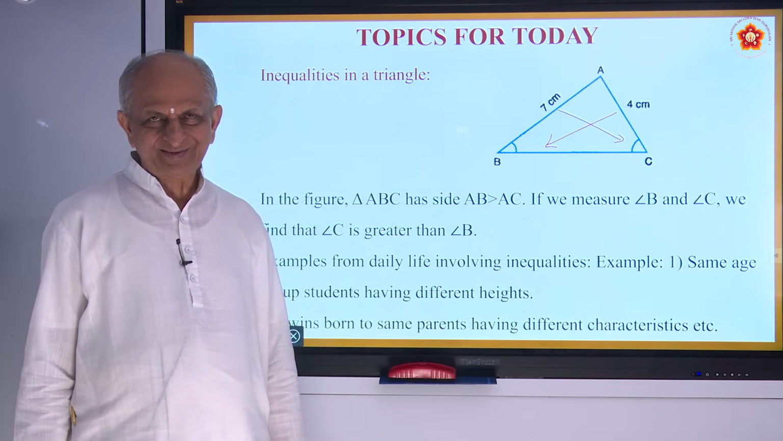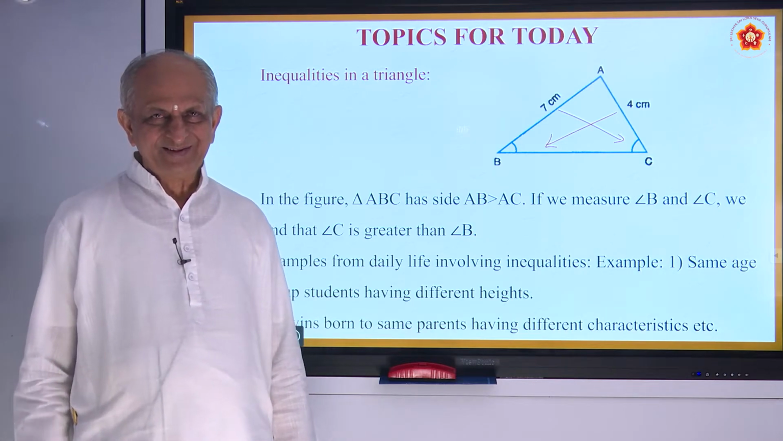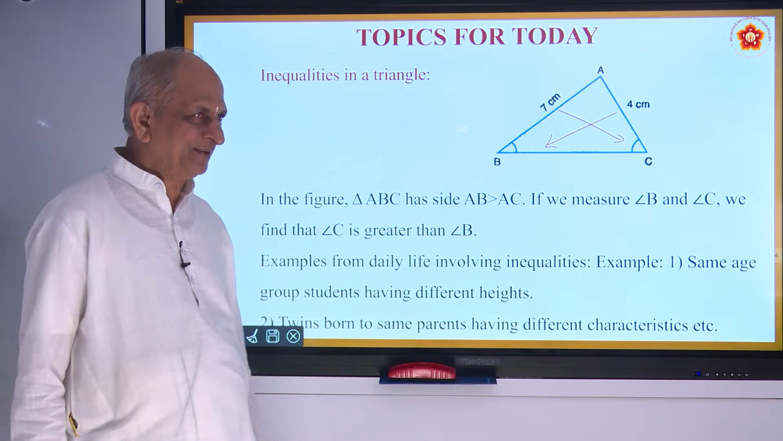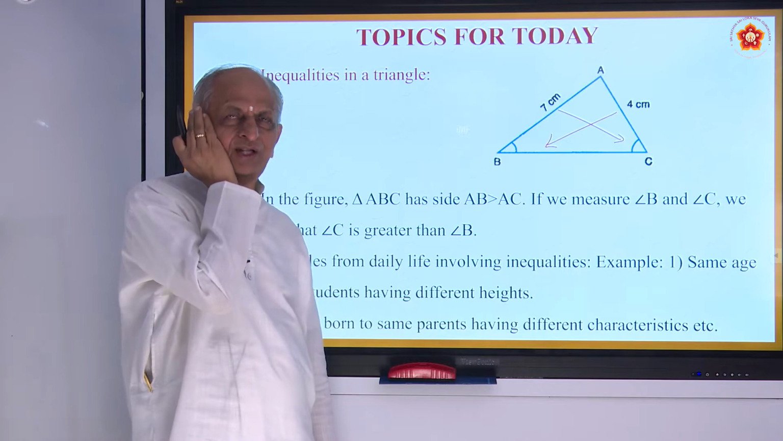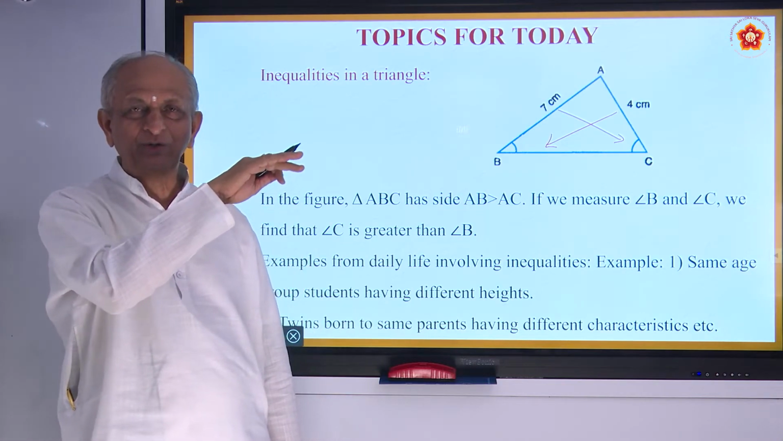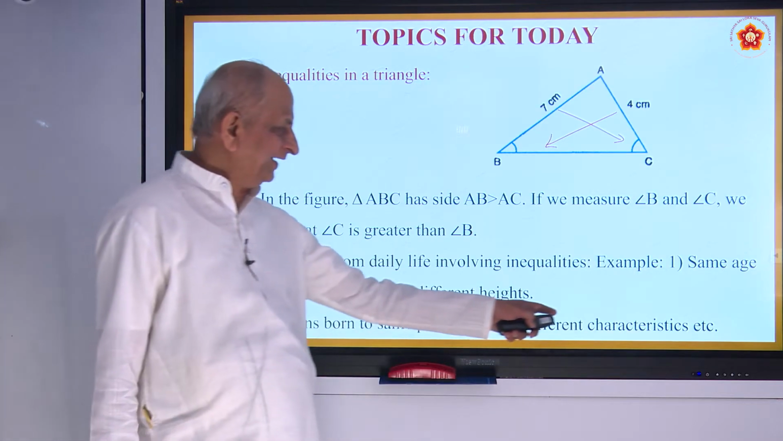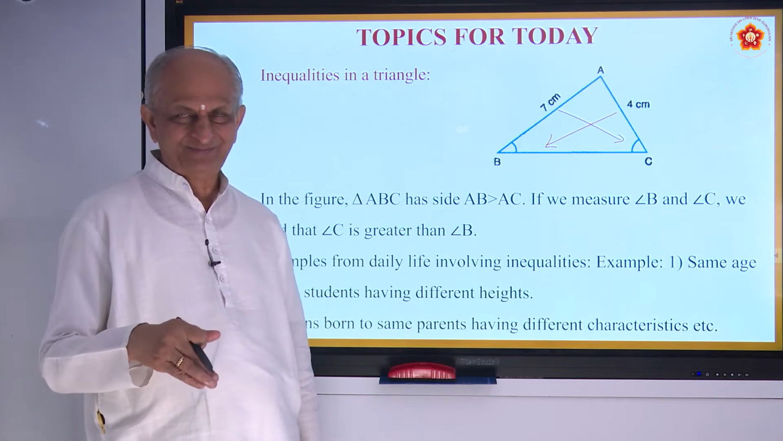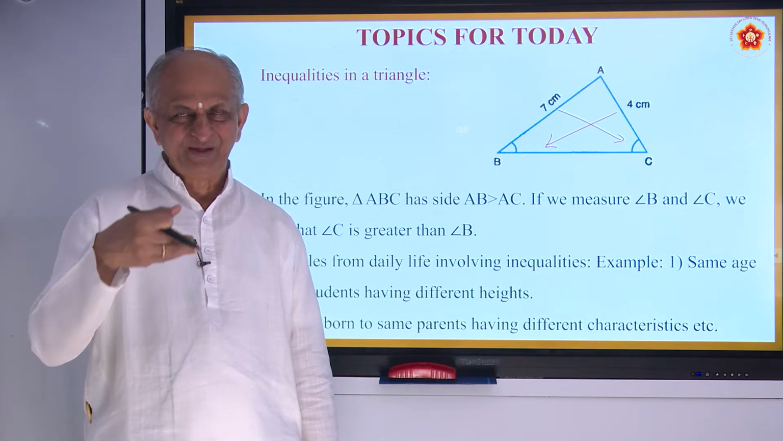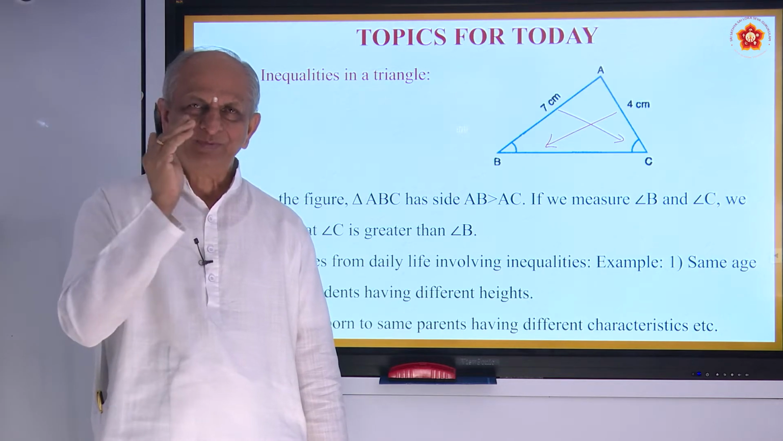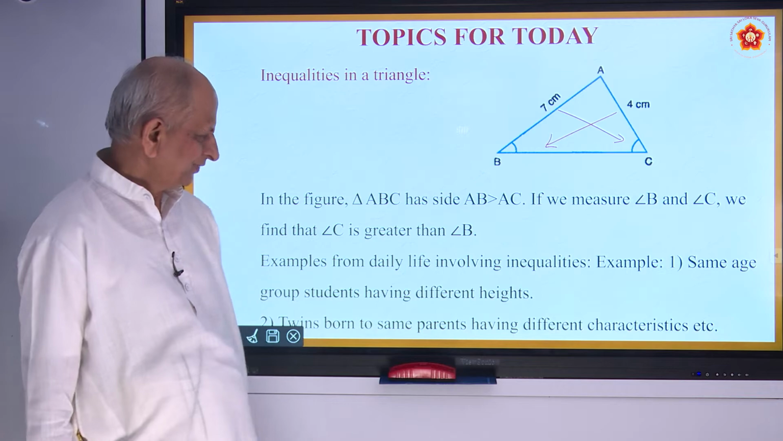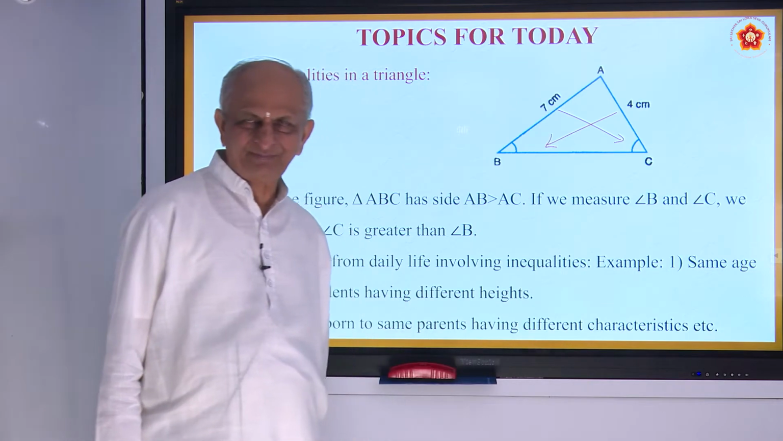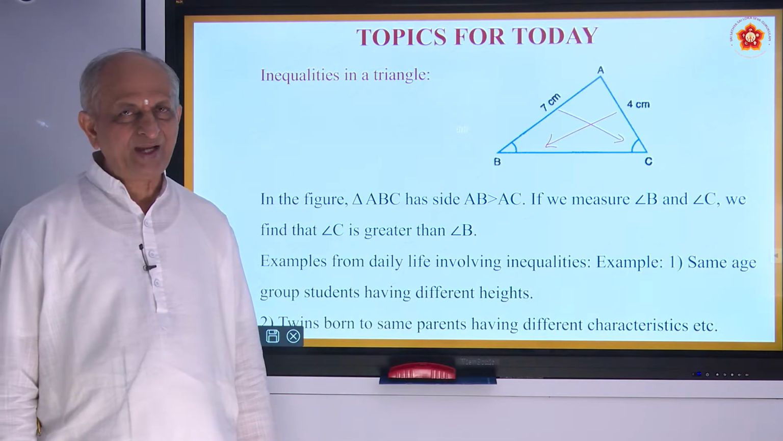There will be twins, sometimes triplets, sometimes quadruplets. Is it not? So, like that. Nowadays, in South Africa, one family gave birth to 10 children, and all the children look alike. But their characteristics are different. Means what? One may be a singer, second may be a cricketer, third may be a teacher, fourth may be a farmer, and so on. So, even though they are born to the same parent, they have different characteristics. That is the meaning of the word inequalities.